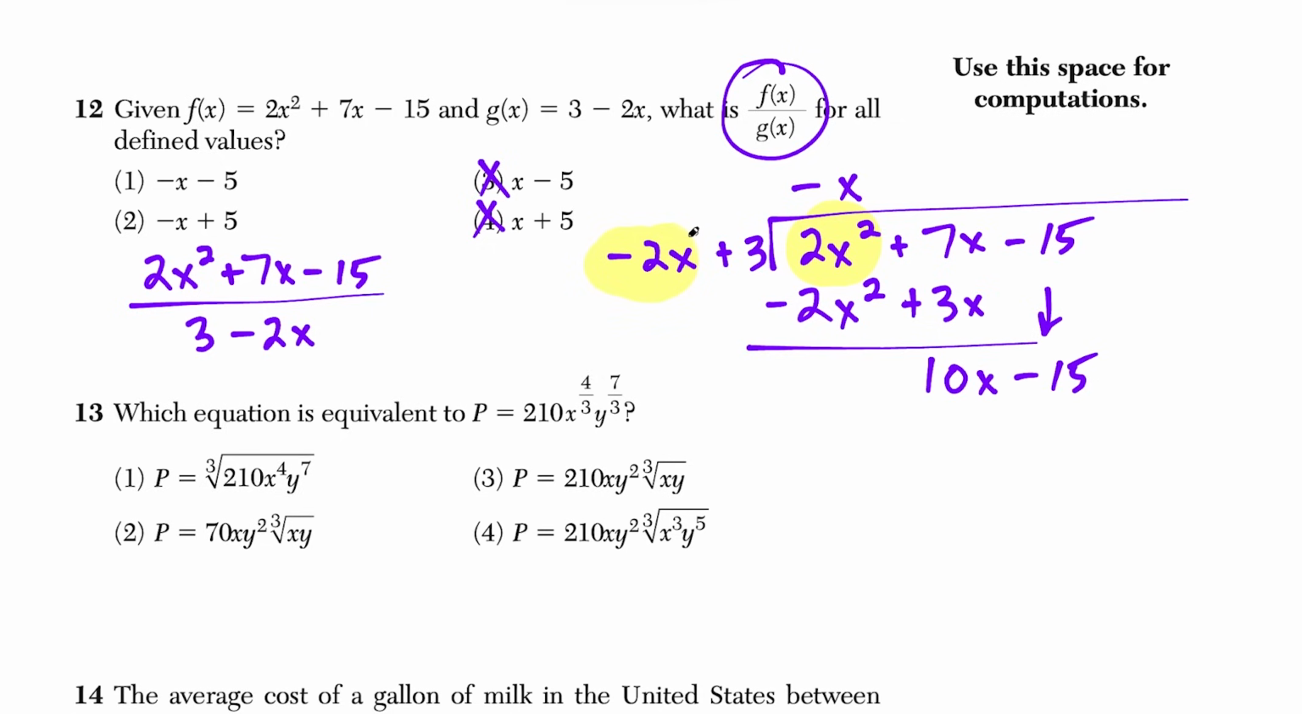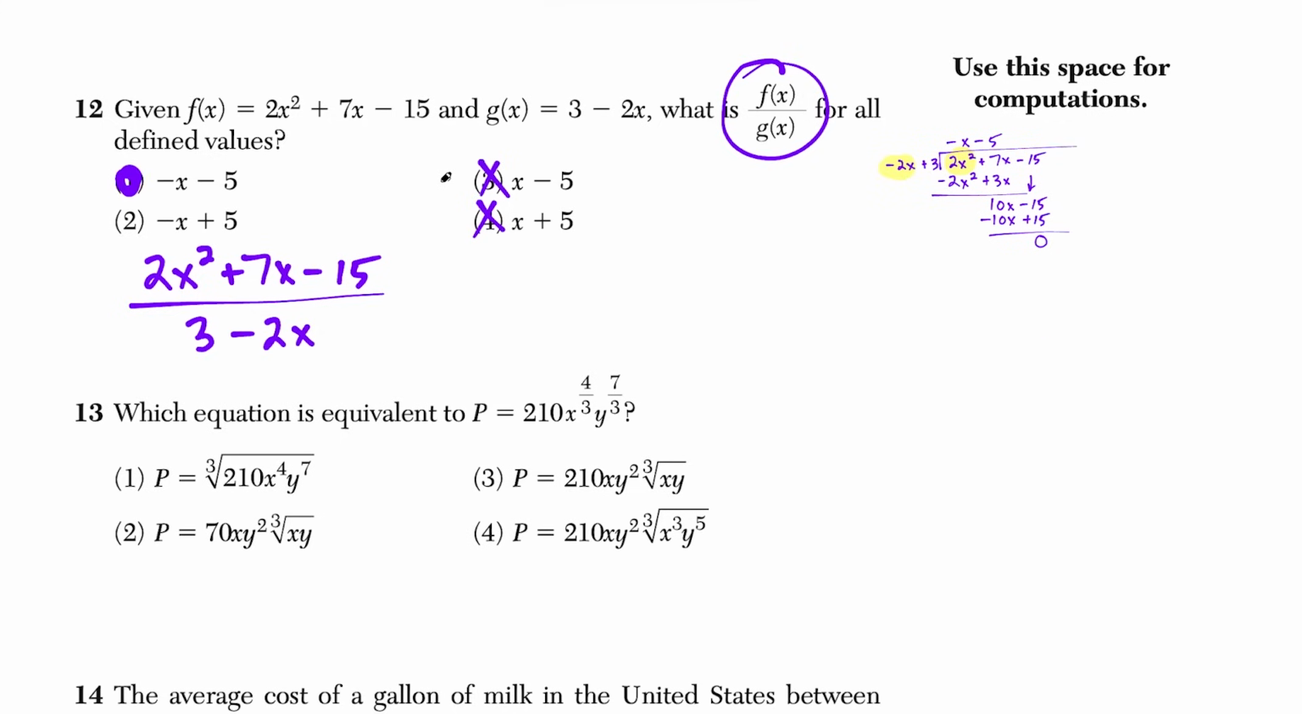And now negative 2x goes into 10x minus 5 times. And if I do minus 5 times minus 2x, I get plus 10x. And then minus 5 times 3 is minus 15. And when I subtract here, I change the sign of everything. I get minus and then plus. These terms cancel completely, and we have no remainder. So we're going to get negative x minus 5.